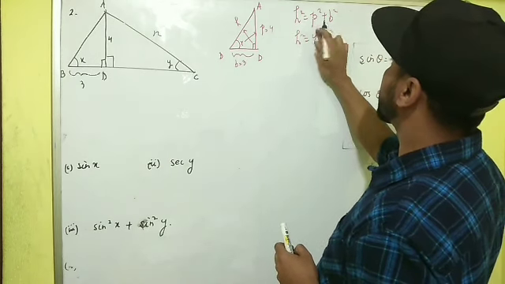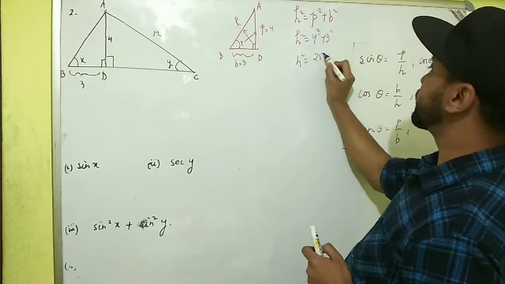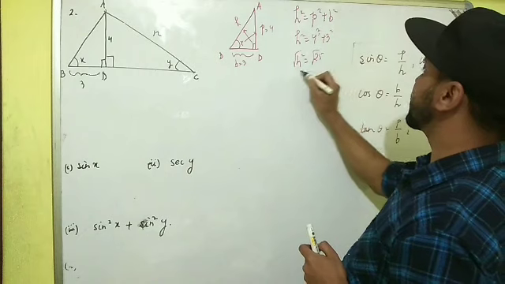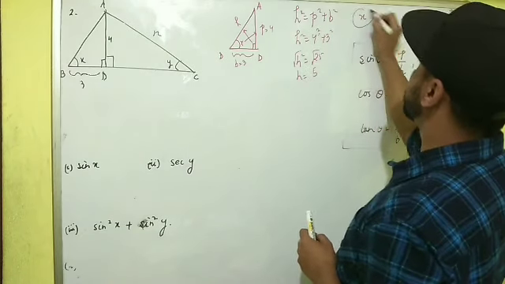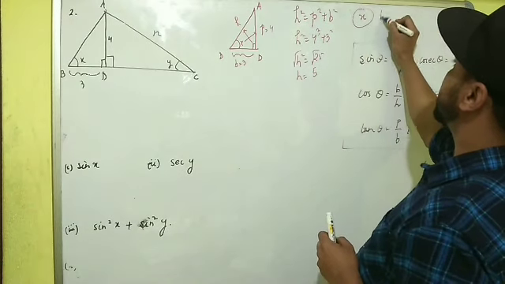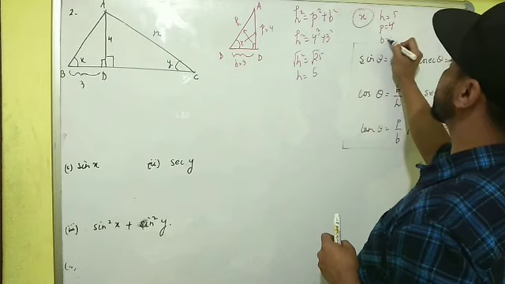So h square is equal to 16 plus 9, this is 25, so h is equal to 5. So for this triangle, for angle x, h is equal to 5, p is equal to 4, and b is equal to 3.